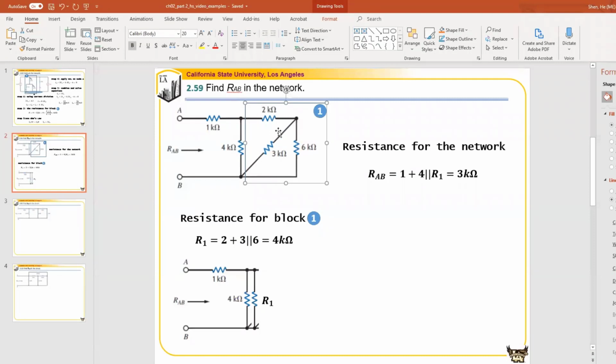Okay, and this whole thing is in series with this branch. They're connected between these two nodes. So if we look at these two nodes, between them there are two branches. One branch has 4K, the other branch is this whole thing. Okay, I see. So look at the nodes. Yeah, look at the nodes.